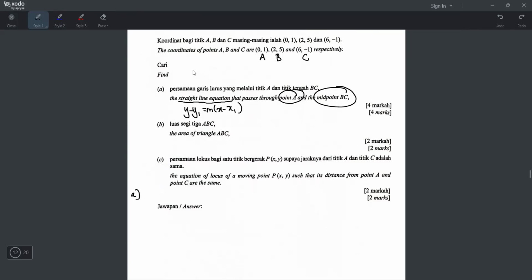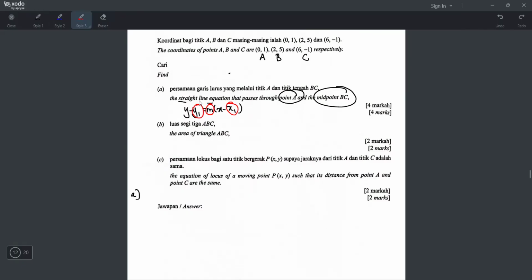Actually, you can use another method, which is y equals mx plus c. Okay, but usually in Addmaths, we will use this formula, y minus y1. But if you use y equals mx plus c, you will get the same answer. Okay, but can you tell me, if you want to use this formula, what you need to have? You need to have two things. You need to have gradient and point, right? You need to have m, which is the gradient, and the point x1, y1.